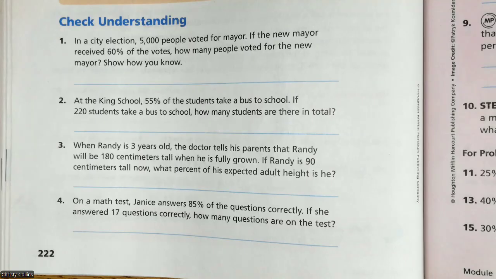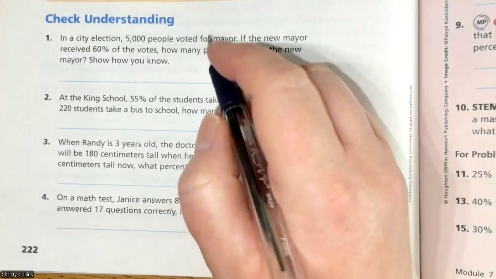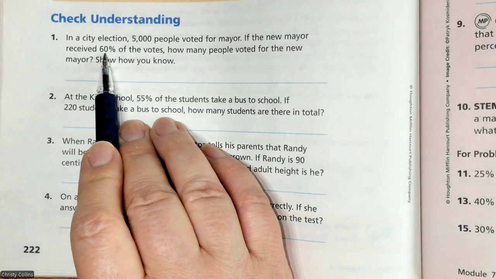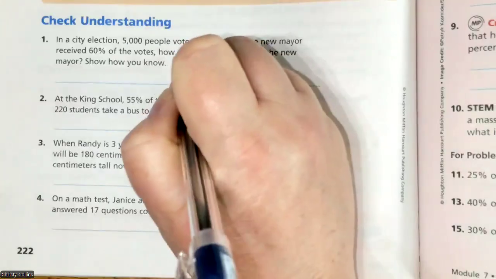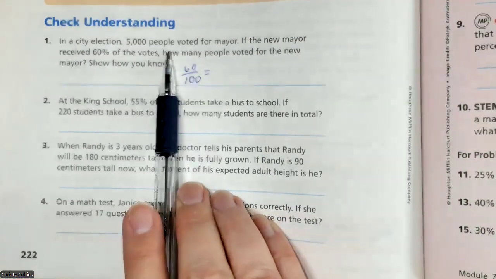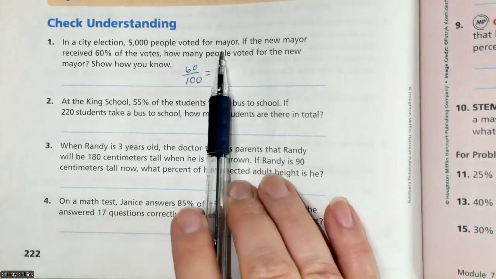In a city election, 5,000 people voted for mayor. If the new mayor received 60% of the vote, how many people voted for the new mayor? Show how you know. So we know that we can set up a proportion here. We know that 60% of the voters voted for the new mayor. So we can write the 60% as 60 over 100. And we know that 5,000 people voted for mayor.